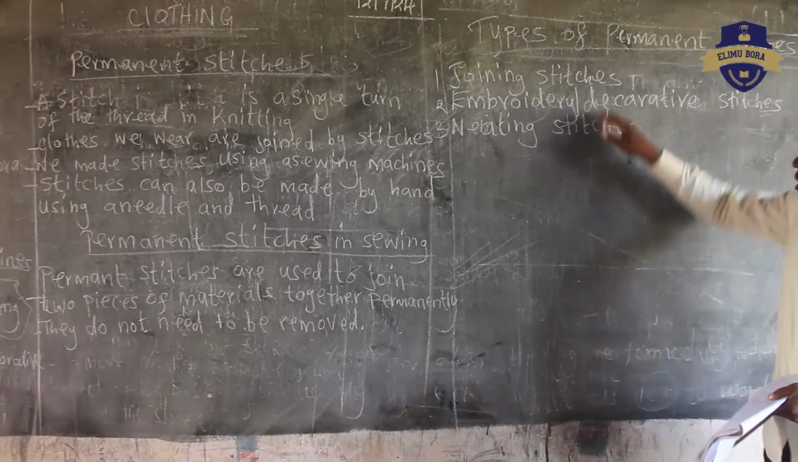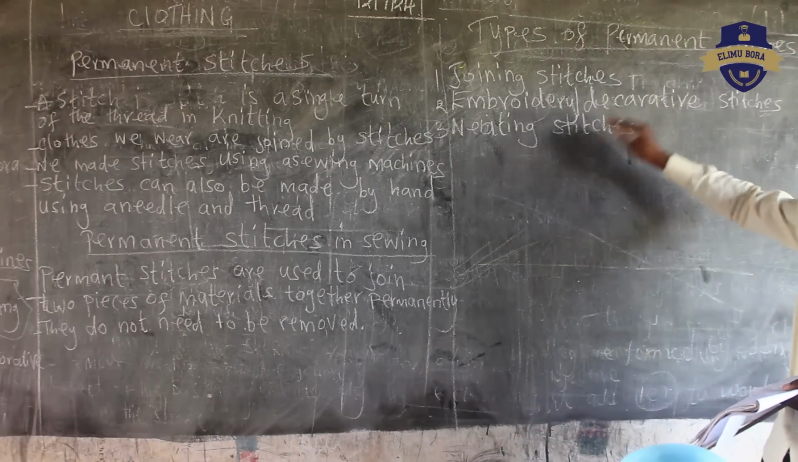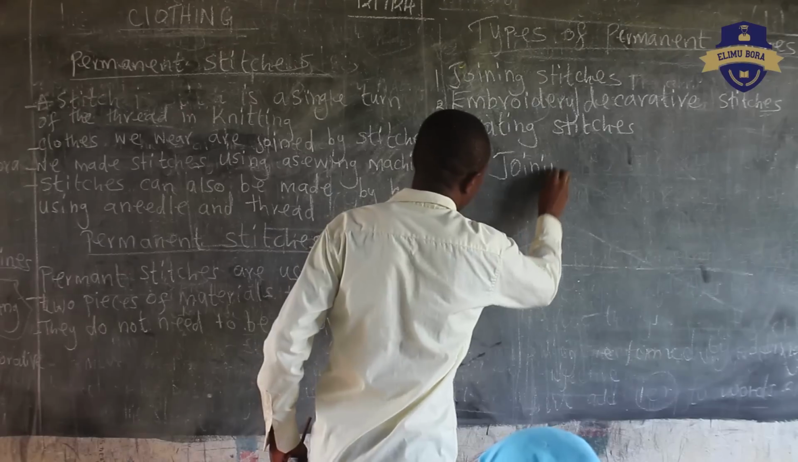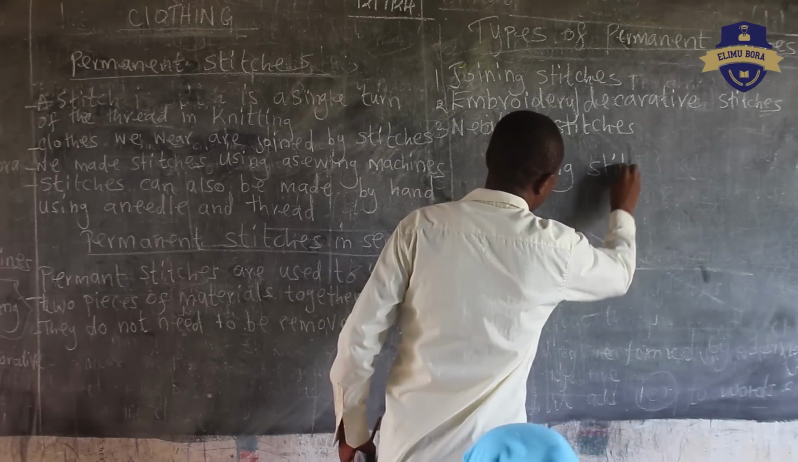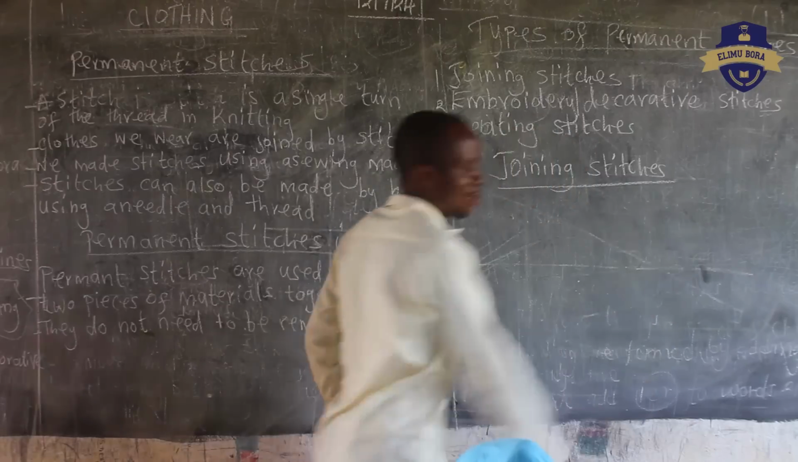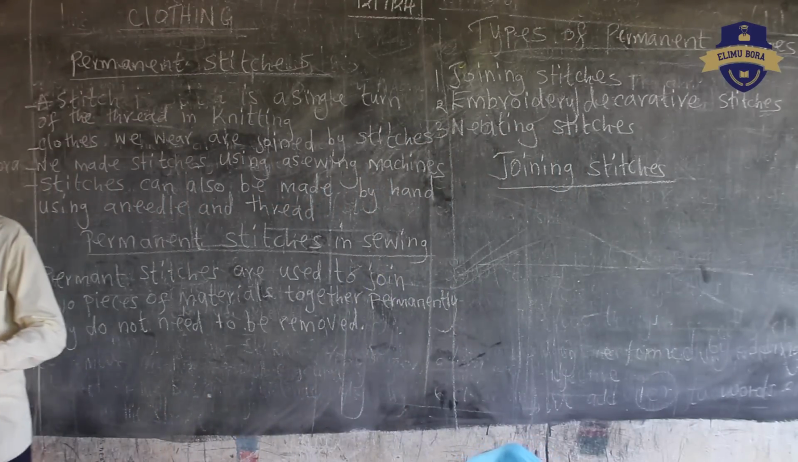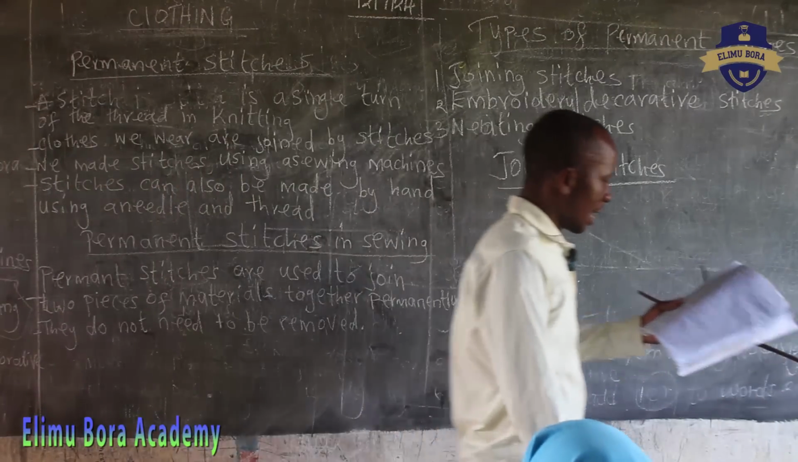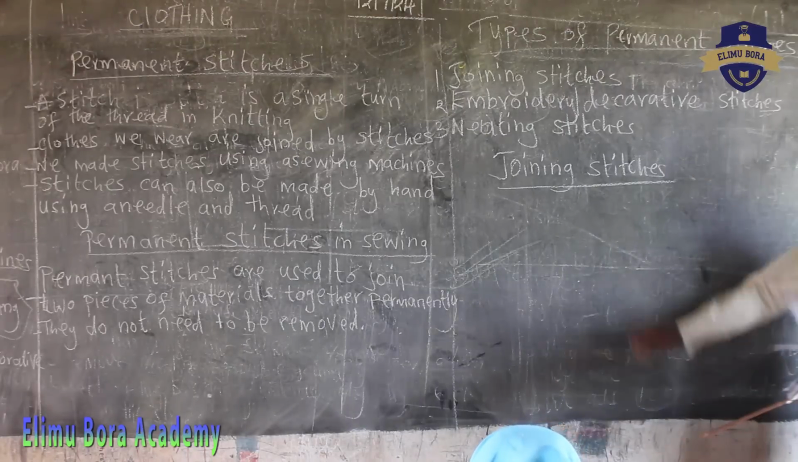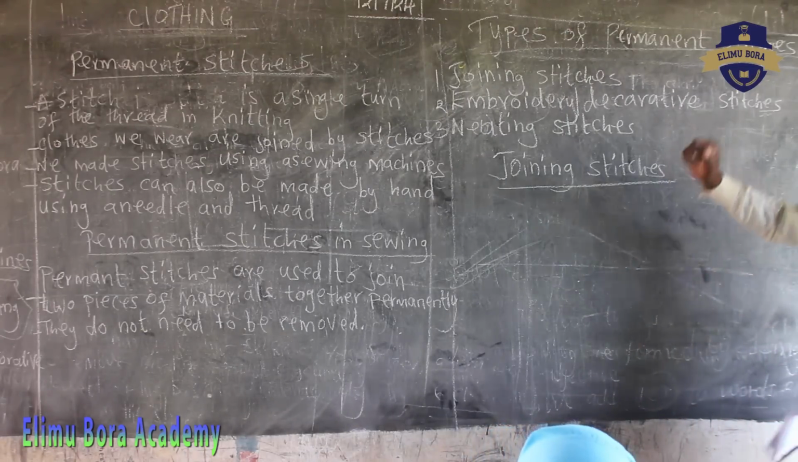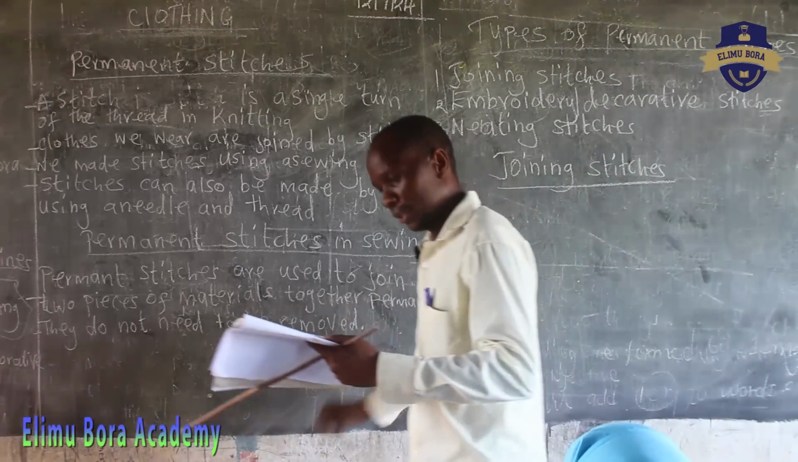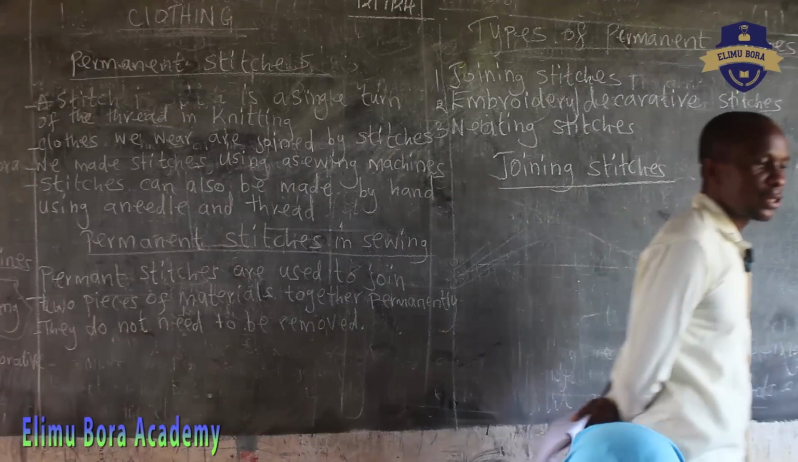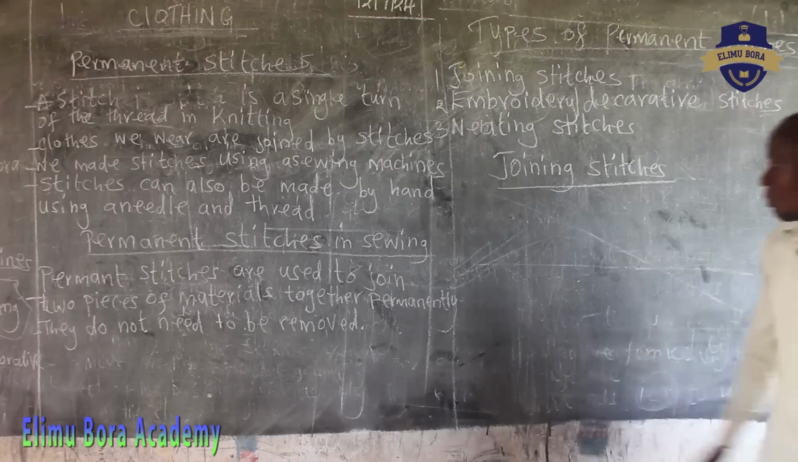Let's discuss each as we continue. We have what we call joining stitches. Joining stitches are used to hold a piece of fabric together permanently.